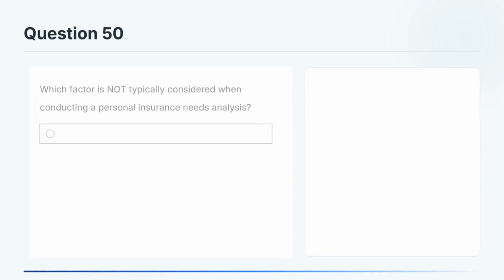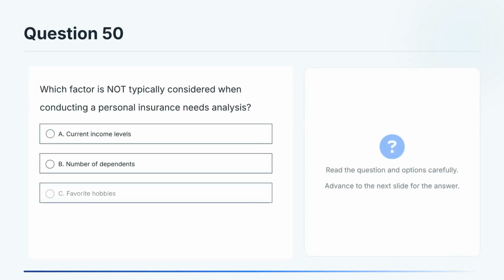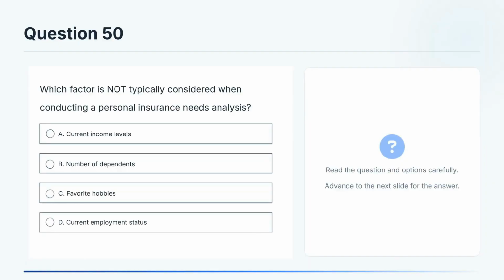Question 50. Which factor is not typically considered when conducting a personal insurance needs analysis? A. Current income levels. B. Number of dependents. C. Favorite hobbies. D. Current employment status.